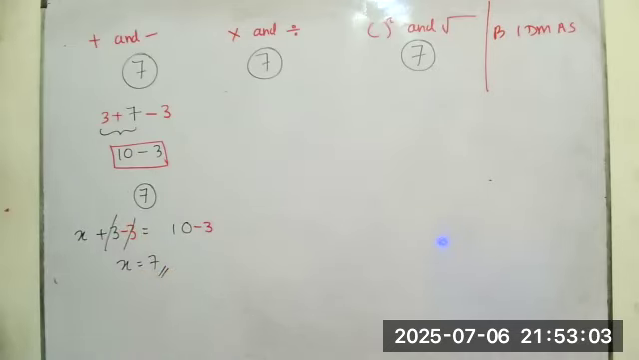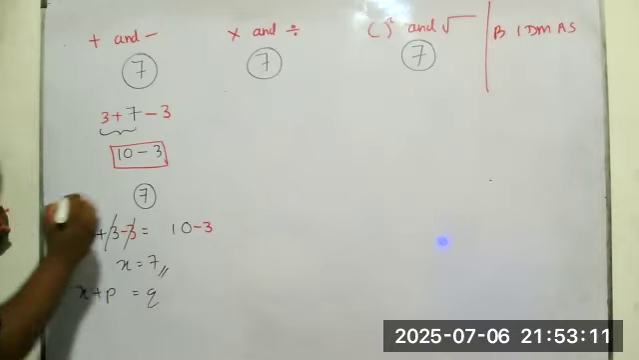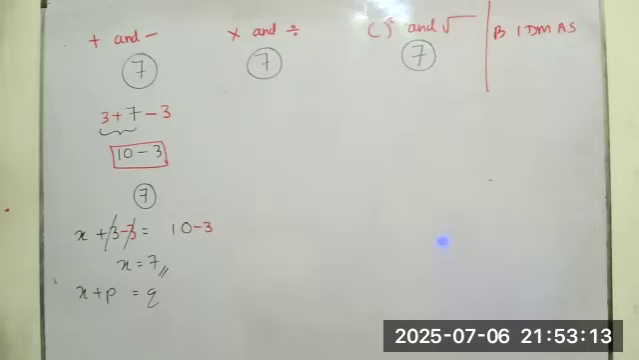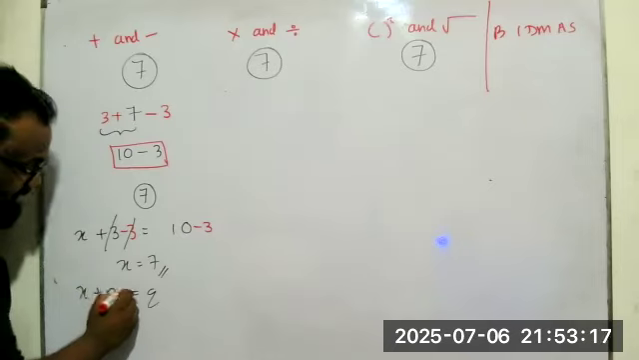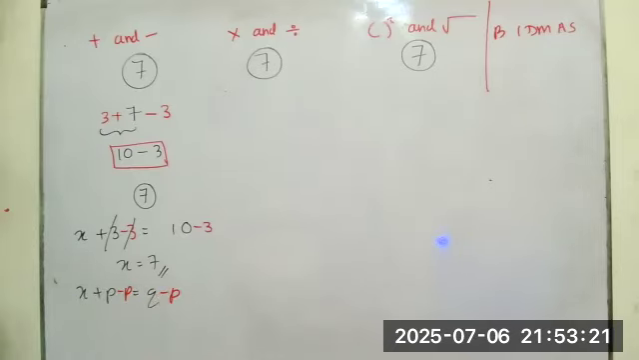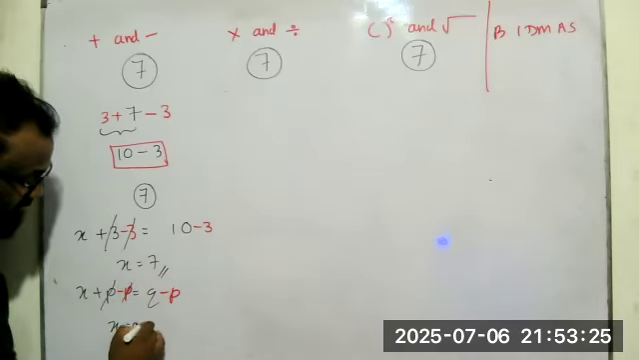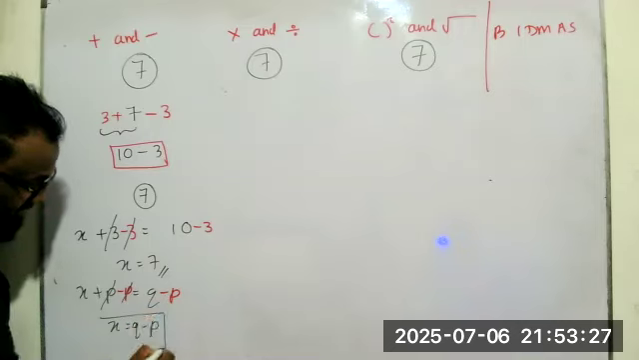Now let's apply the same theory for letters. x plus p equals q. If I need to make x the subject, what do you think happens? I will subtract p, yes or no? And these cancel off, giving us what? x equals q minus p. Are we clear?